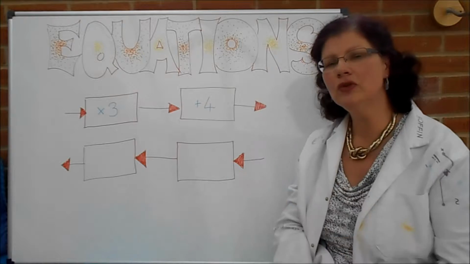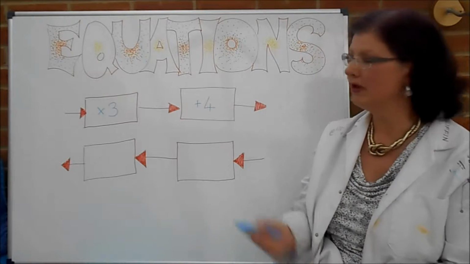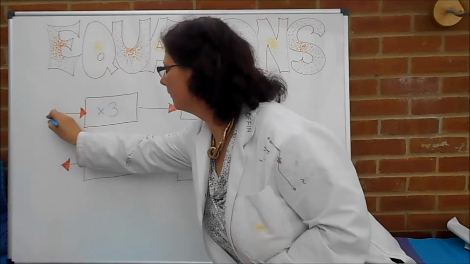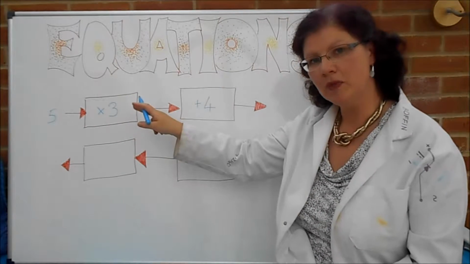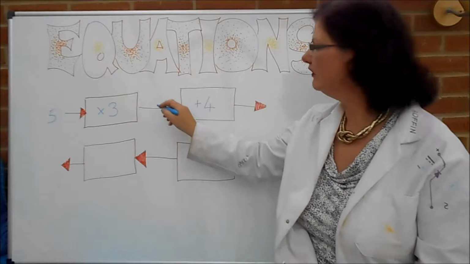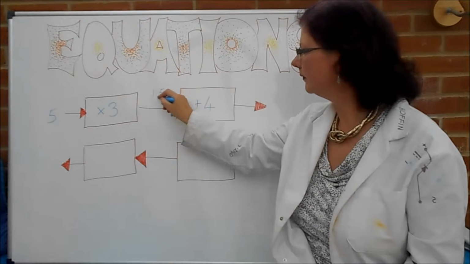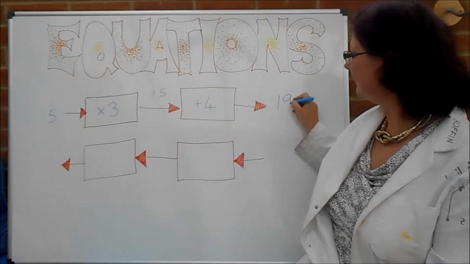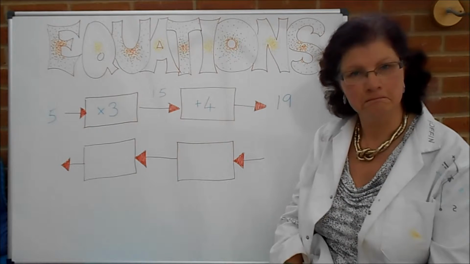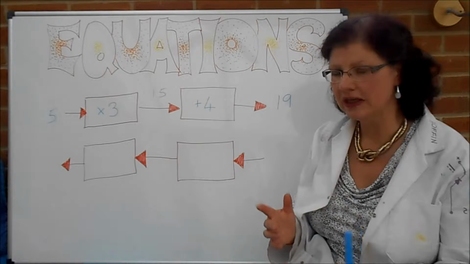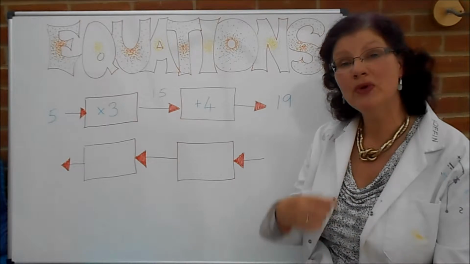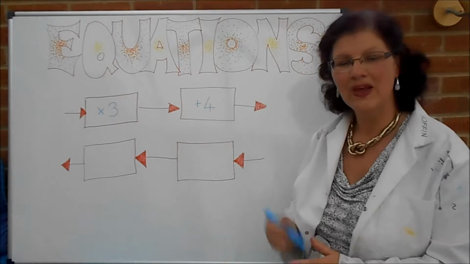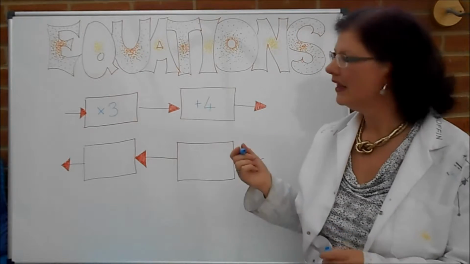Okay, so let's look at what happens when we put a number in. Let's say we put 5. We put 5 into the first box and pretty obviously 15 comes out. And then we put that through the second box and what comes out the end is 19. Okay, now that's pretty easy. Let's see what happens when we put an X in there. Okay, we're going to put X in at the end.